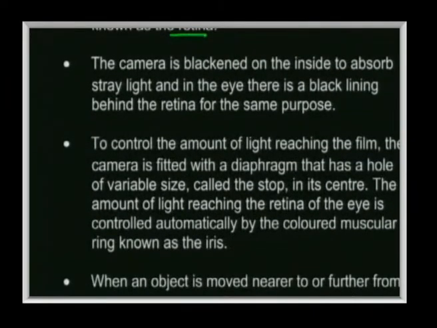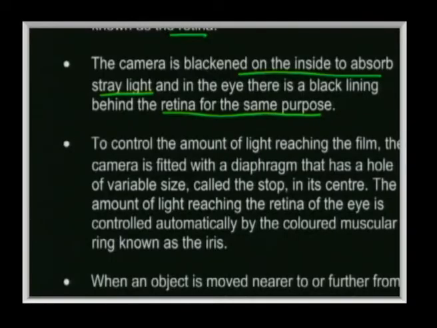The camera is blackened on the inside to absorb any light that goes into the camera. Now we find that beyond the retina, we have a black lining in the eye that serves the same purpose. If you were to look into someone's eye, you would have the iris, which is the colorful part, and then you would see the black of a person's eye. If you look into someone's eyes when they have just come in from the outside, you would notice that this black dot in the eye is very small. That is because the iris has closed or contracted because of the high exposure to sunlight. Because the eye does not need that much light, it contracts and closes off, so only a small amount of light would enter the eye.